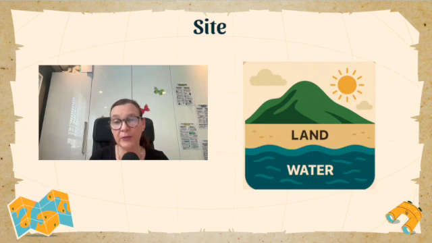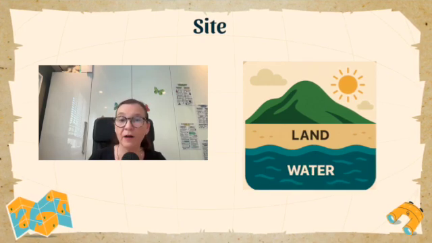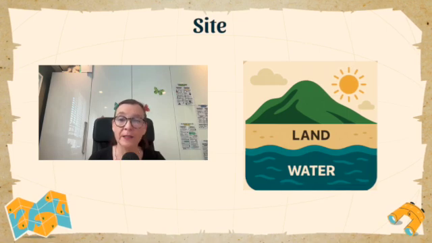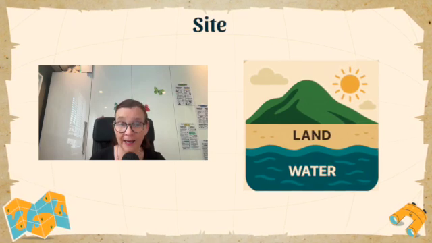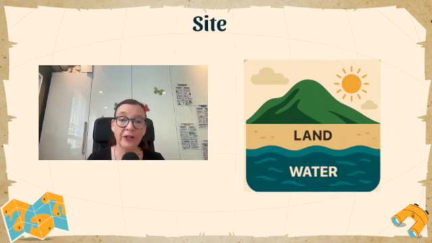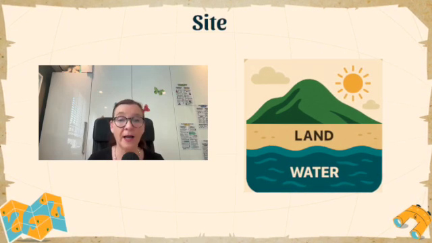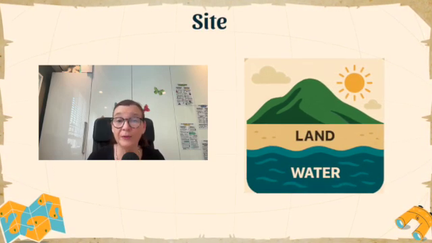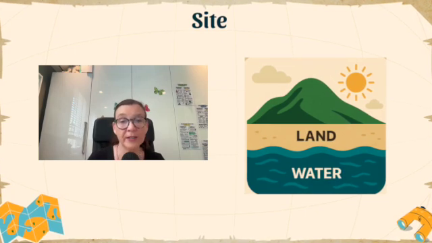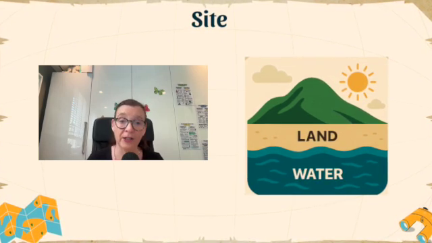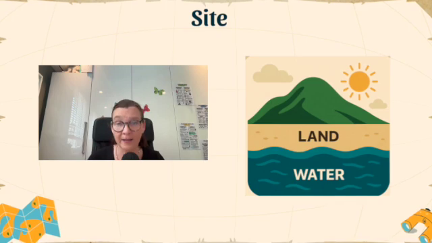Now we move on to site, another key term. Site refers to the physical characteristics of a place, things like landforms, climate, soil, vegetation, and natural resources. These are the features that affect how people live there, the kinds of settlements they build, and how the place develops over time. So for example, New York City's site includes a natural harbor and access to rivers.